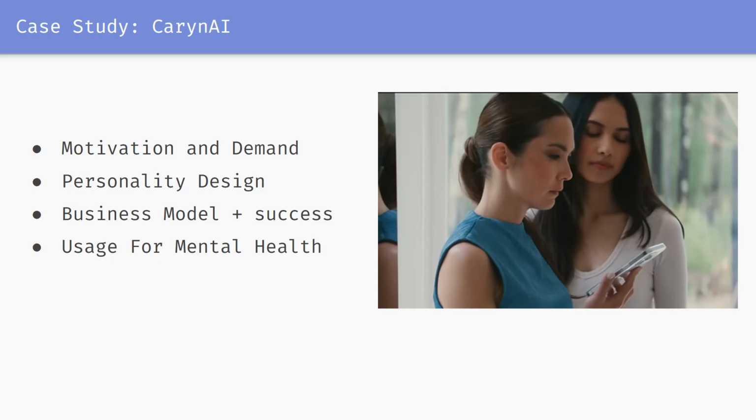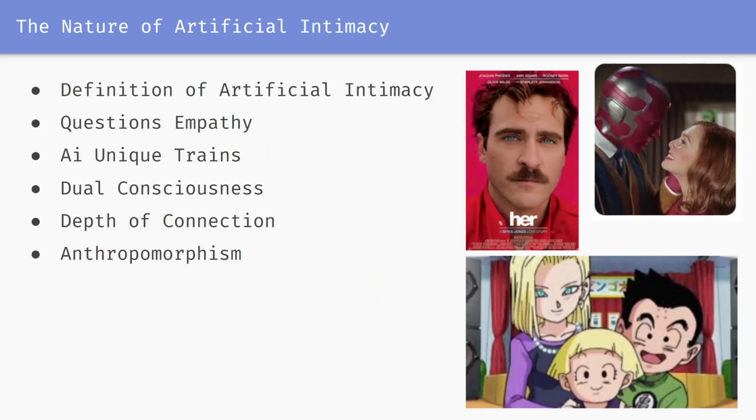Moving forward, the nature of artificial intimacy, right? So this is a new definition for AI. Instead of artificial intelligence, it's artificial intimacy. This is a new form of intimacy where machines express emotions such as "I love you," "I care about you," and "I'm your friend." And this starts questioning empathy.